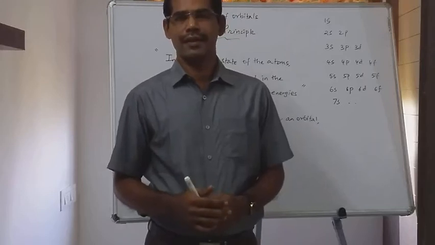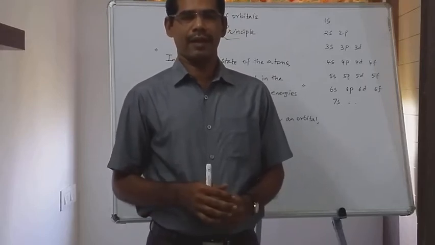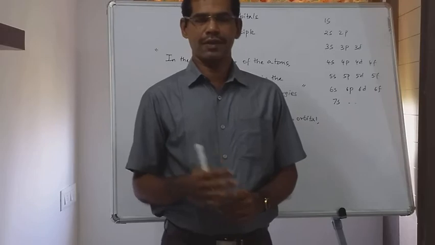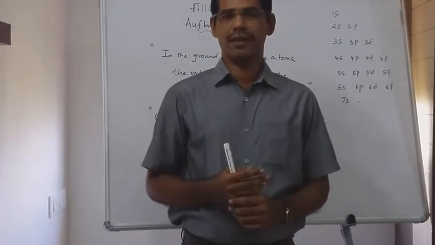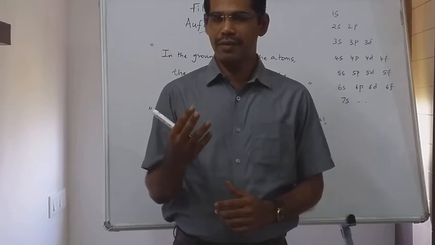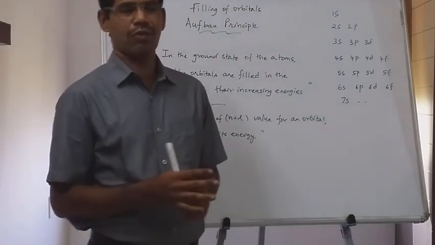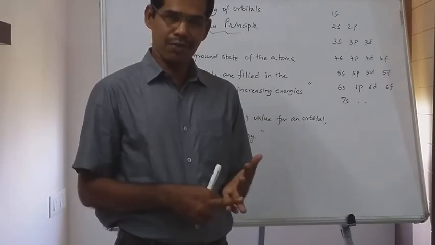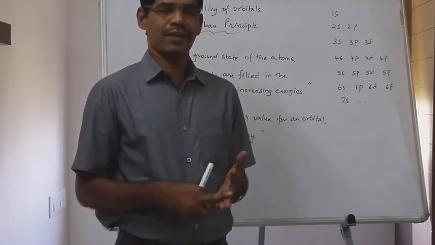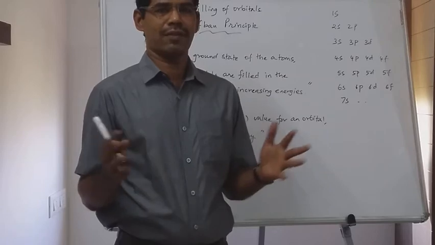Students, we are discussing the quantum mechanical model of the atom. Welcome to this session. In this session, let us learn how to fill the orbitals with electrons. While filling up electrons in orbitals, we have to take into account various rules. The Aufbau principle should be followed, Hund's rule should be followed, and Pauli's exclusion principle should be followed. So all these things will be taken into account.